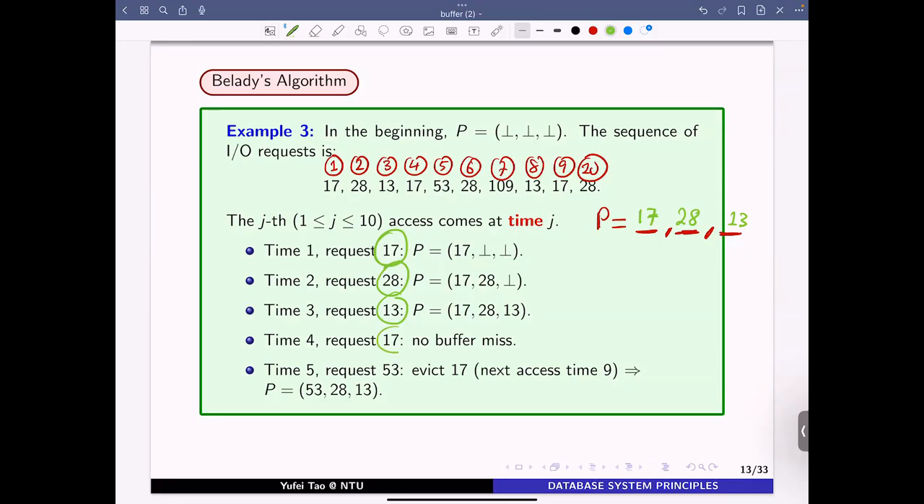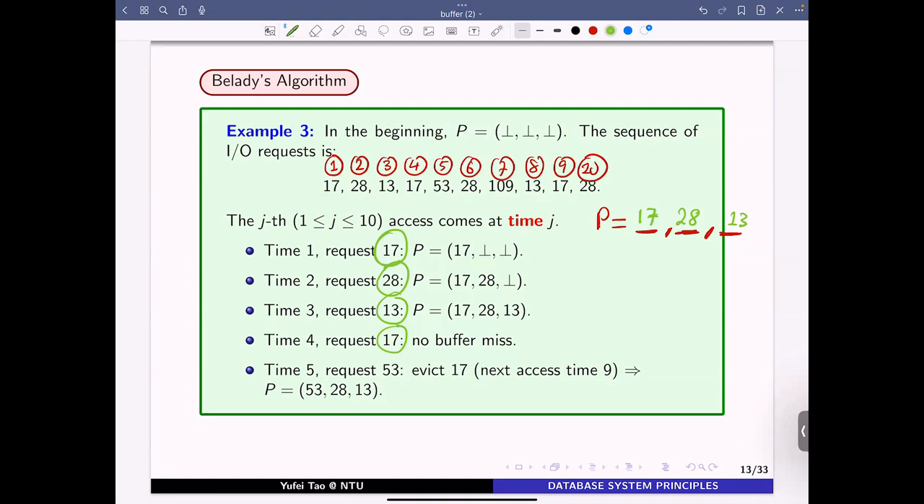So time 4 gets more interesting. You see, at time 4, we see another 17. But this time, no miss. Hey, we have 17 there. So we have a buffer hit here. That's pretty good. We don't do anything, you hit and then you are done.